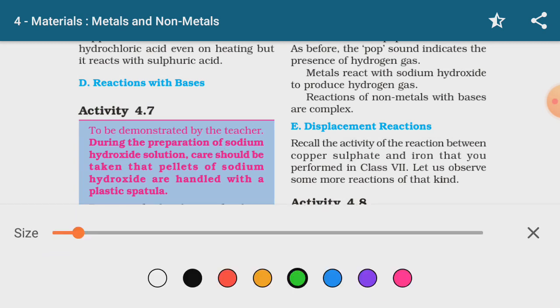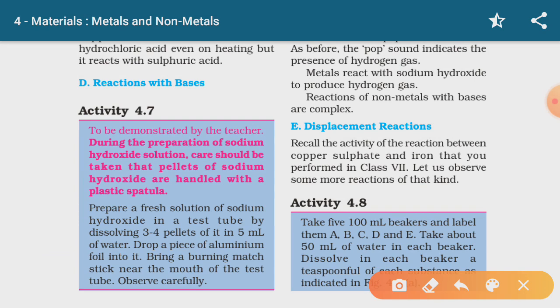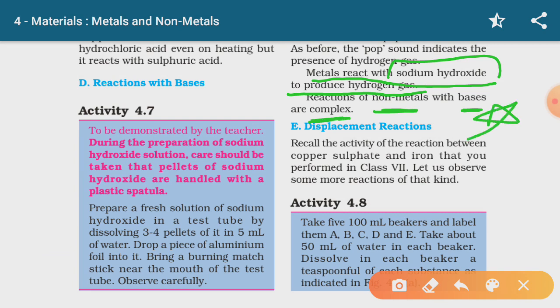You can see here that metals react with sodium hydroxide. It is a base. Hydroxides are bases that react with metals to produce hydrogen gas. And the reaction of non-metals with base is very complex and you will study them in your higher classes. So this is how the metals react with the bases. Now comes the displacement reaction, very important.